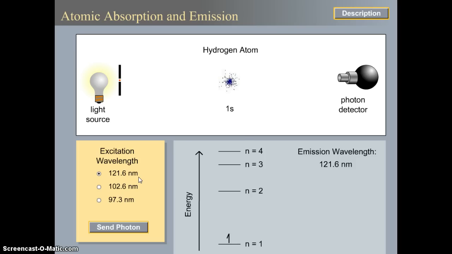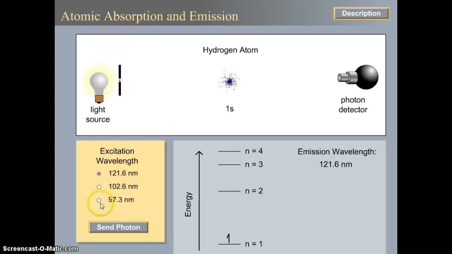I want you to notice two things. One, what happens to our atom and how it looks, and also what happens to this electron that's at the n equals 1 level. So I'm going to click to send my photon of light. It travels down, comes in contact with my atom, and then that light is emitted. If I send that again, I want you to look down here at the bottom. We have n equals 1, promoted to n equals 2, and relaxes back down to n equals 1.